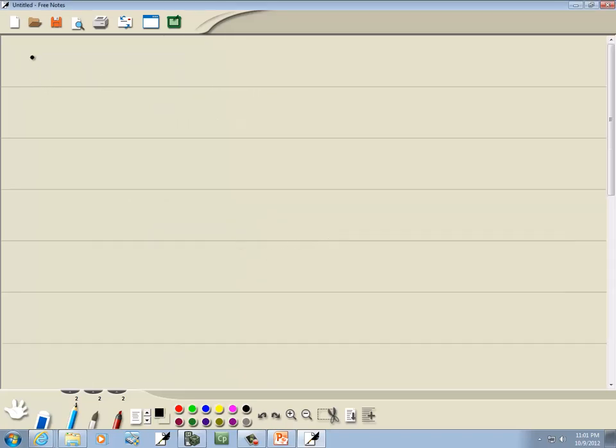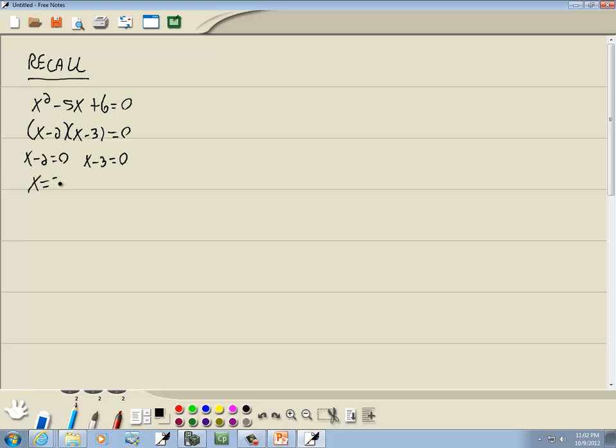Now recall, this is the same example I always use over and over. x squared minus 5x plus 6 equal to 0. We would factor this. We get x minus 2 times x minus 3 equal to 0. Set each factor equal to 0. So I set x minus 2 equal to 0 and x minus 3 equal to 0. And we get x equals 2 and we get x is equal to 3. 2 and 3 are zeros.